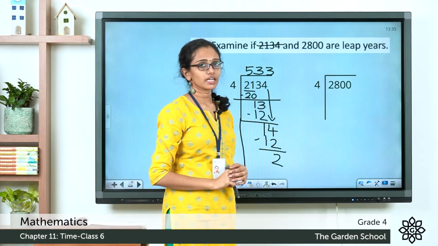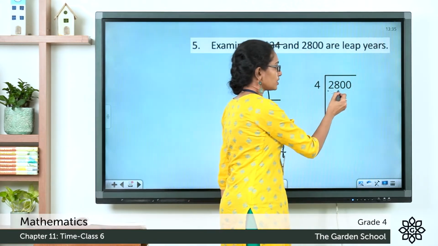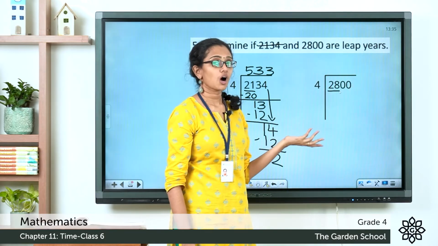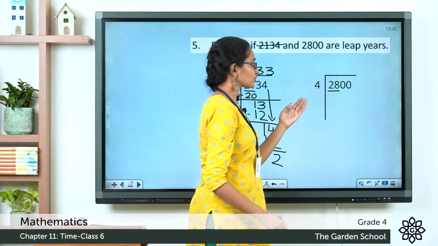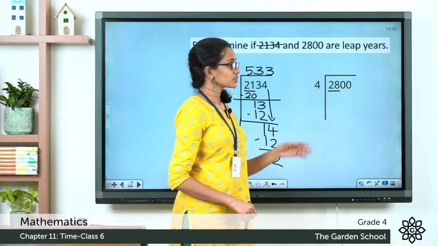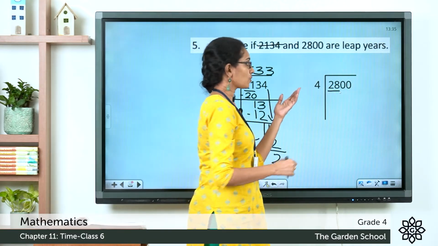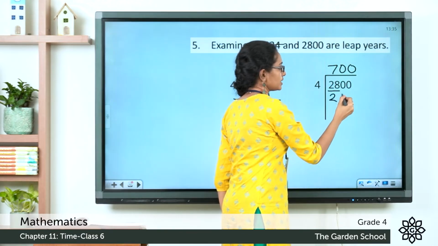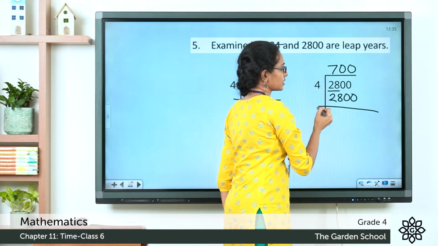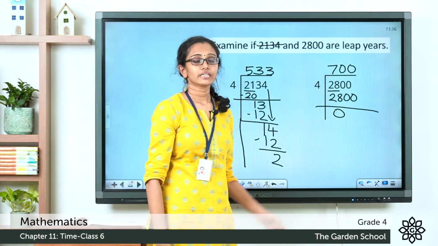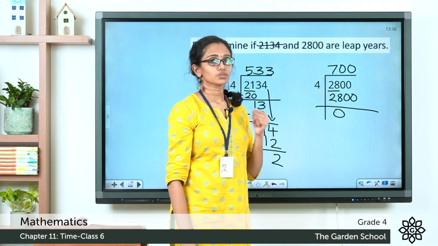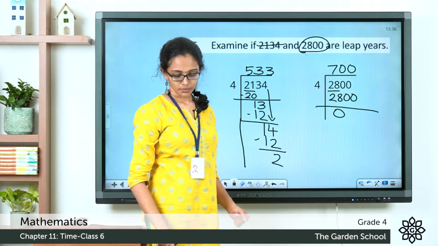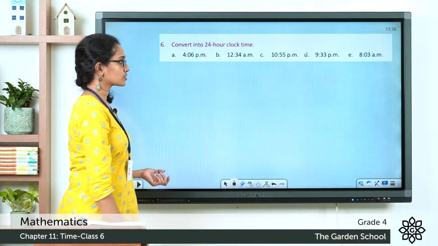Now let's check 2800. So first two digits are 2 and 8. So 28 divided by 4. How many 4s will go in 28? We know 7 4s are 28. So 2800 will be 4 times 700. So it's completely divisible by 4. So the year 2800 is a leap year. I hope you understood this one.